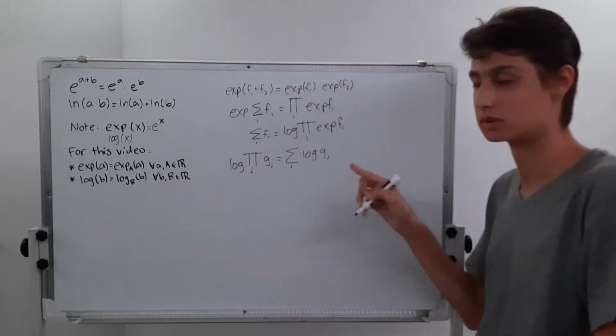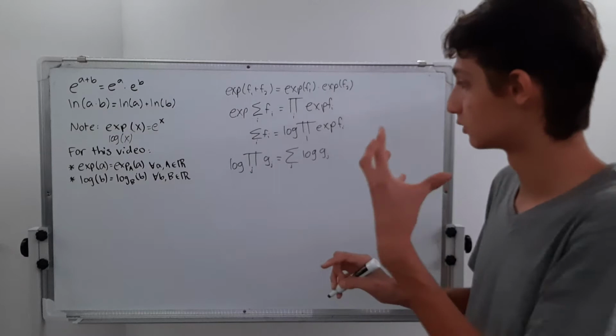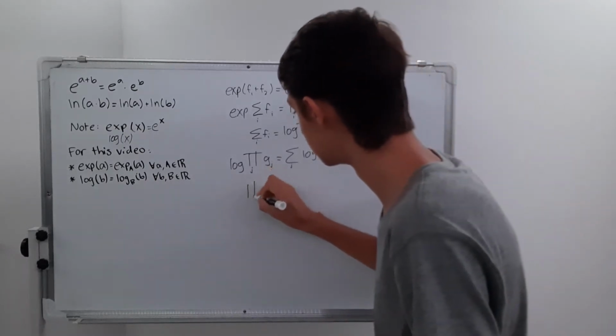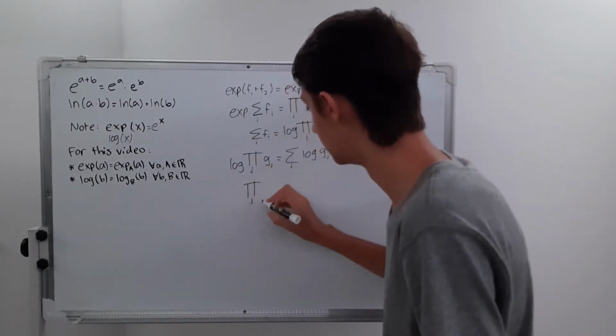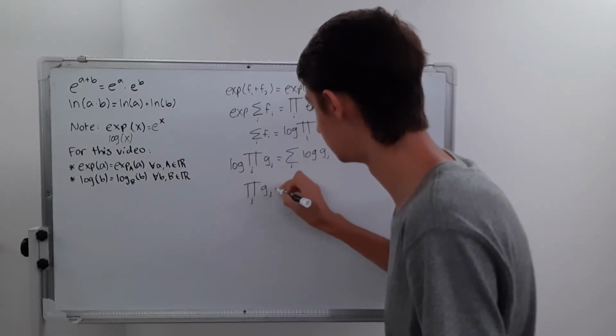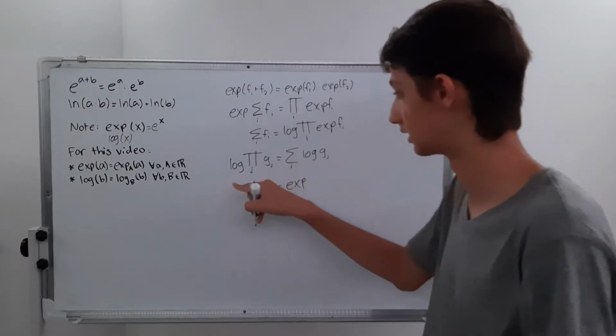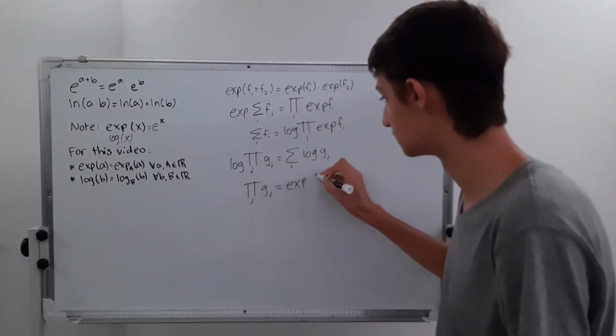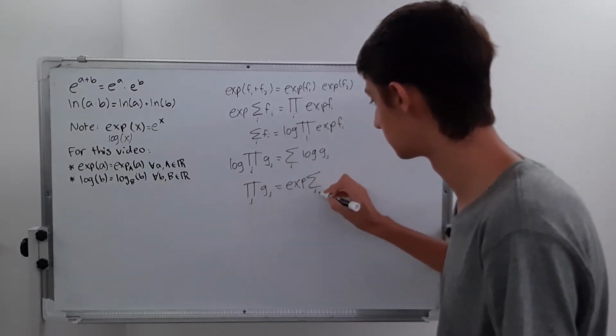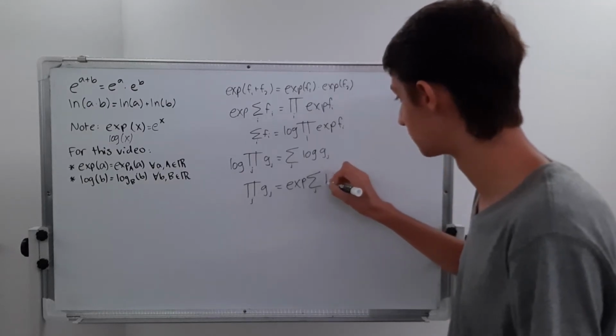That's a really cool property, and from here we can derive that if we isolate the product of our g sub j's, this is going to be the exponential, because we're canceling the logarithm out, of the sum with respect to j of the log of g sub j's.